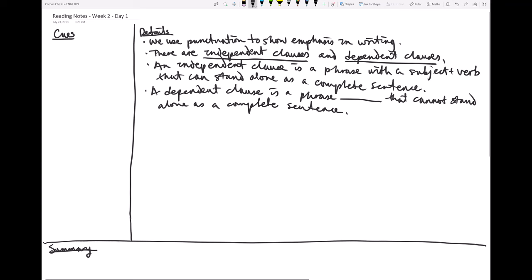So already you see, using this system, we are writing notes on what we're reading, and this time we're using the notes to really try and understand for ourselves what the rules for using punctuation in sentences are. And we're starting with dependent clauses and independent clauses. This talks about why we use punctuation.